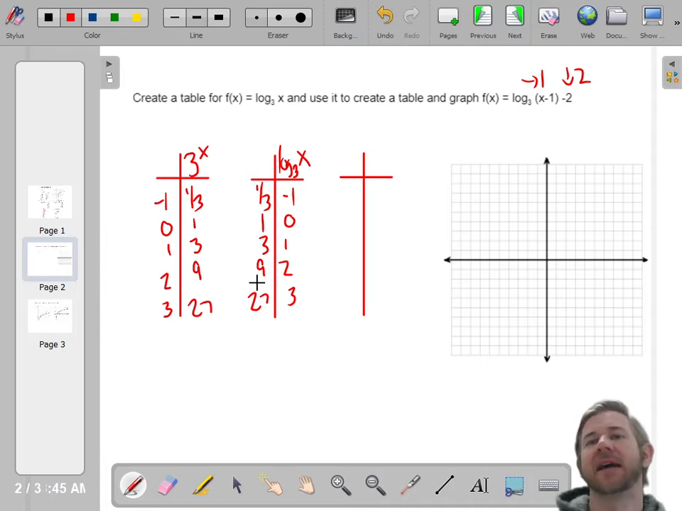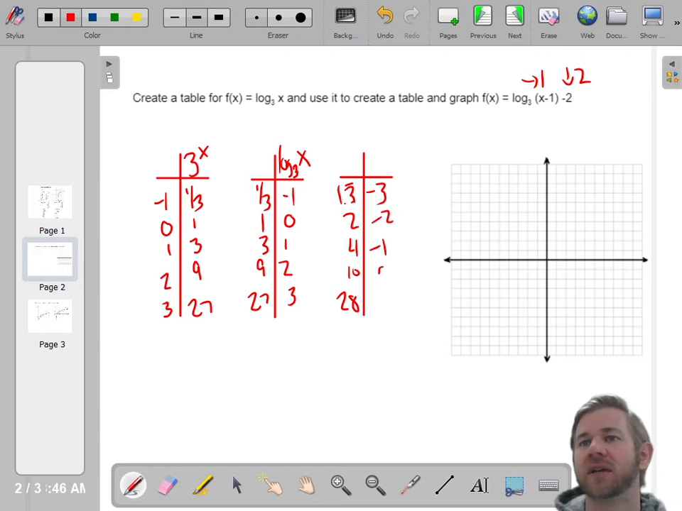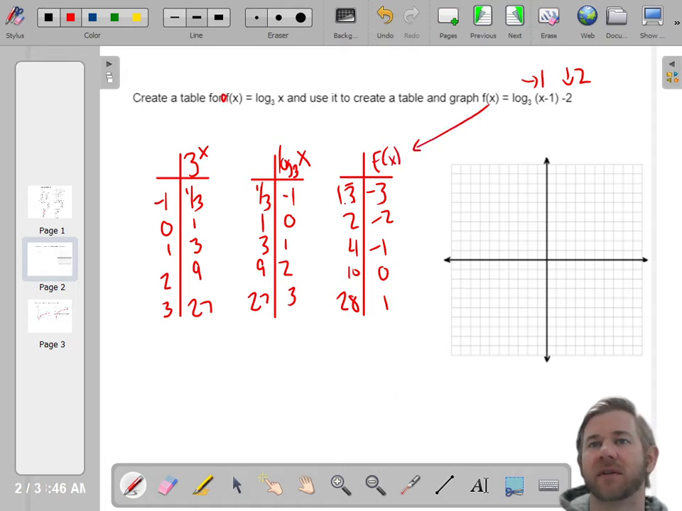So I'm going to take this guy, and if I move it right 1, I'm going to add 1 to all these x's, so now it's 1 1/3, and 2, 4, 10, 28, add 1. Subtract 2 from all the y's, because I'm going down 2, so -3, -2, -1, 0, 1. Now I have my actual function, that's this, f of x. I should use a different letter there, let's call that g or something.